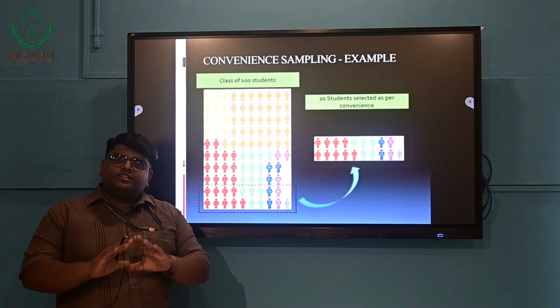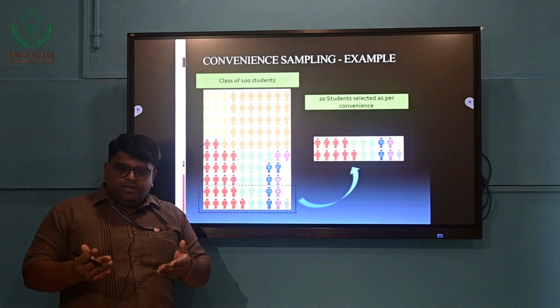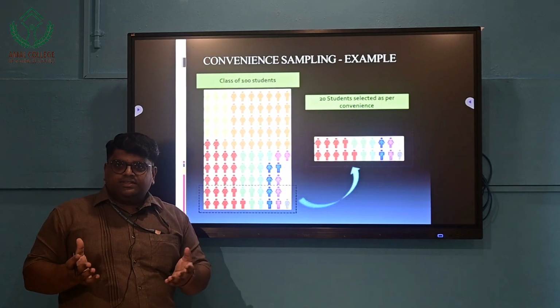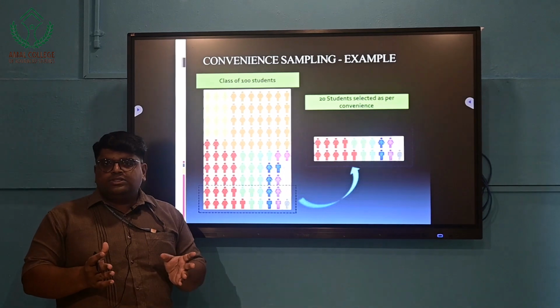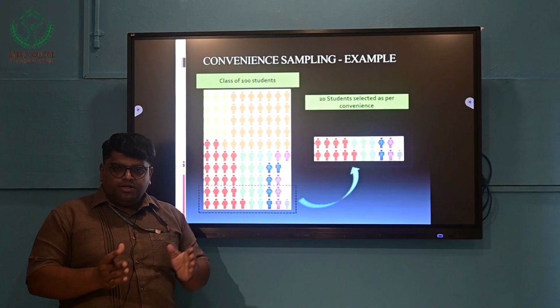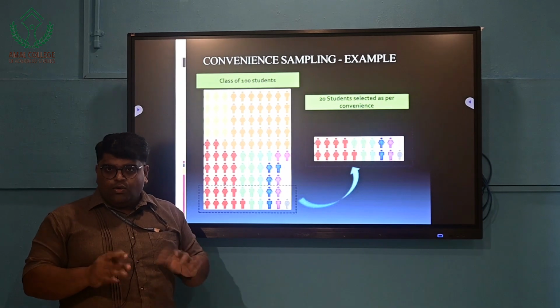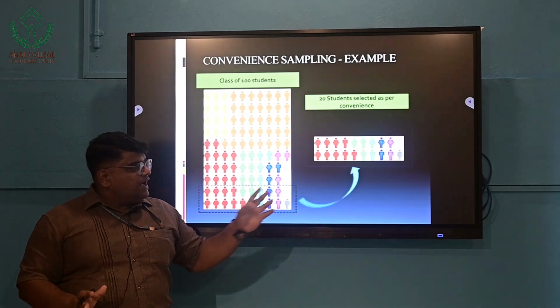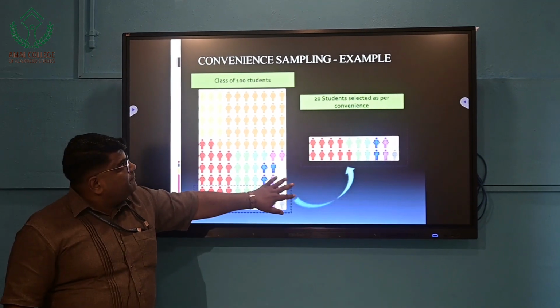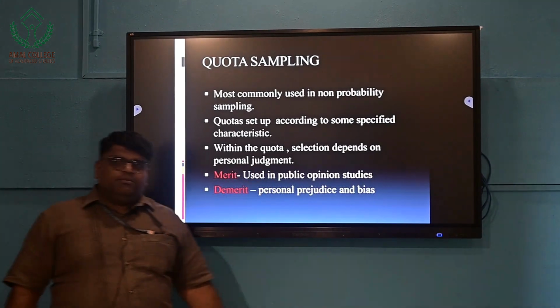So the thing is that it is not at all scientific. The outcome, the findings, you can't say it's scientific, because I have not used simple random sampling, I have not used any proper methodology. Only on the basis of convenience I have selected these respondents. Okay, fine. Then moving on to quota sampling.